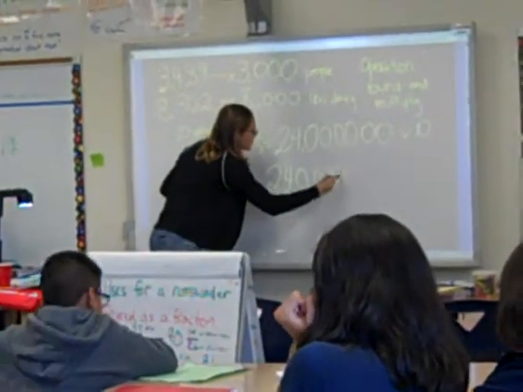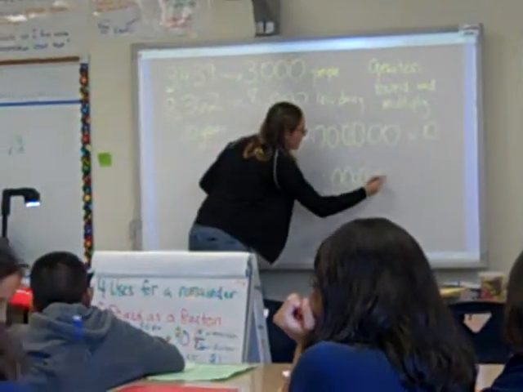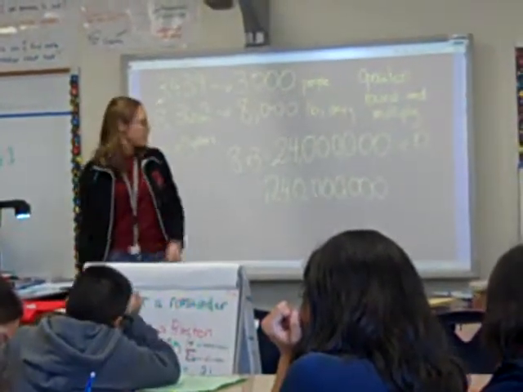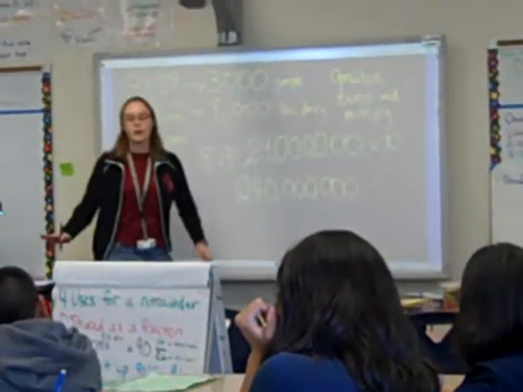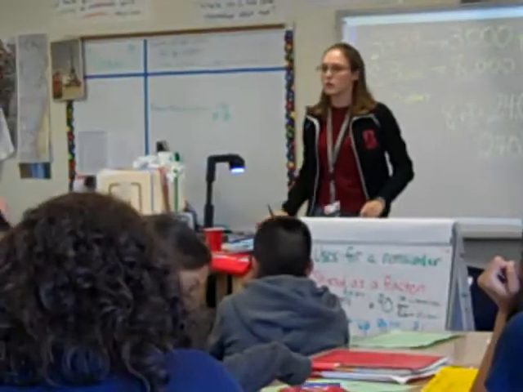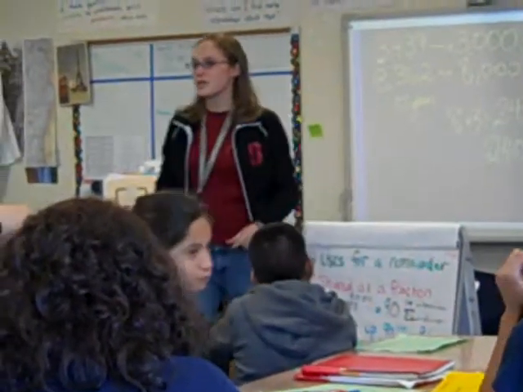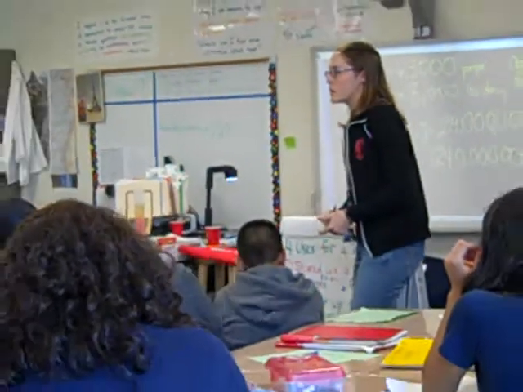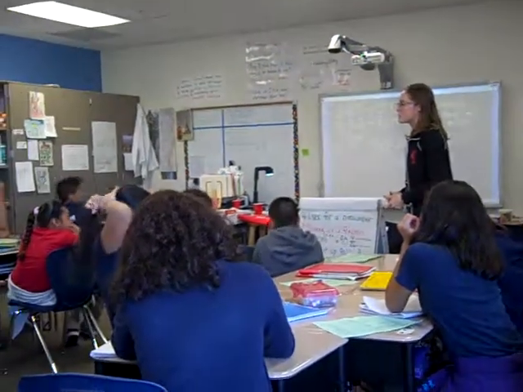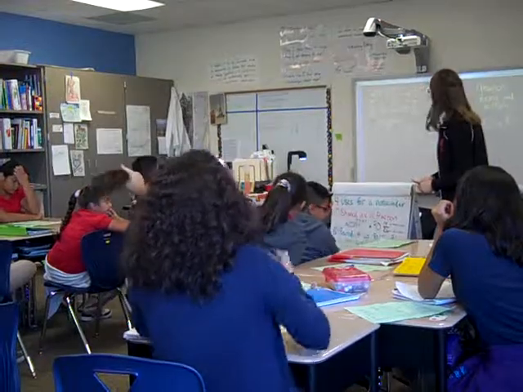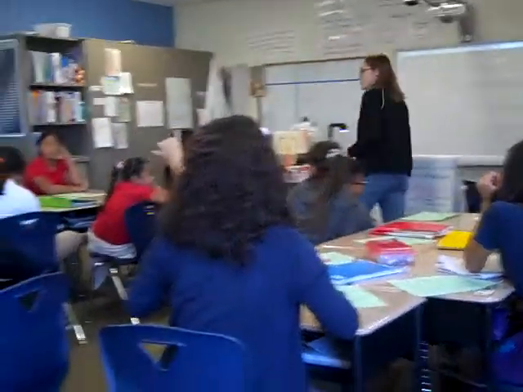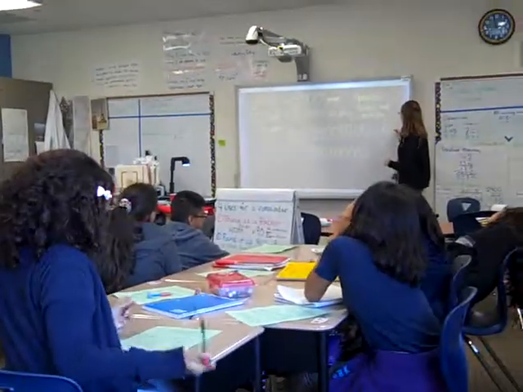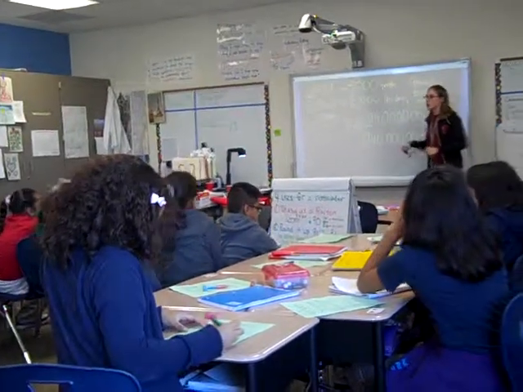Why do you just go straight to 7 zeros? Why didn't I just go straight to 7? Was that your question? Why put 7 instead of multiplying? Oh, because I did. I love it. So there's what it equals.